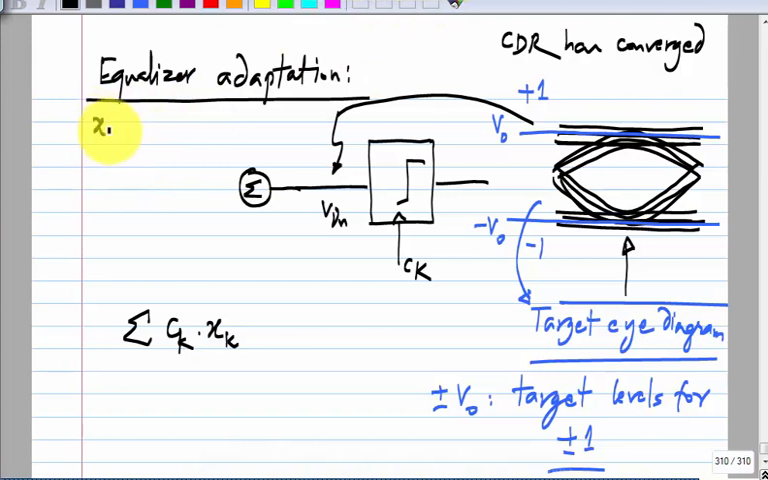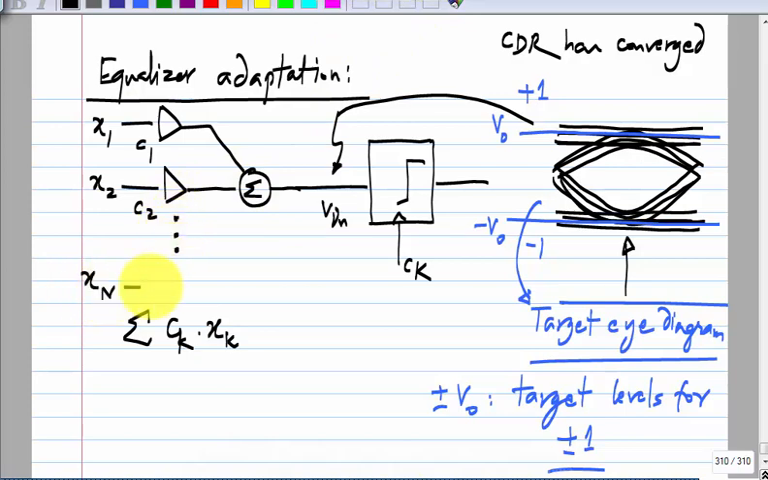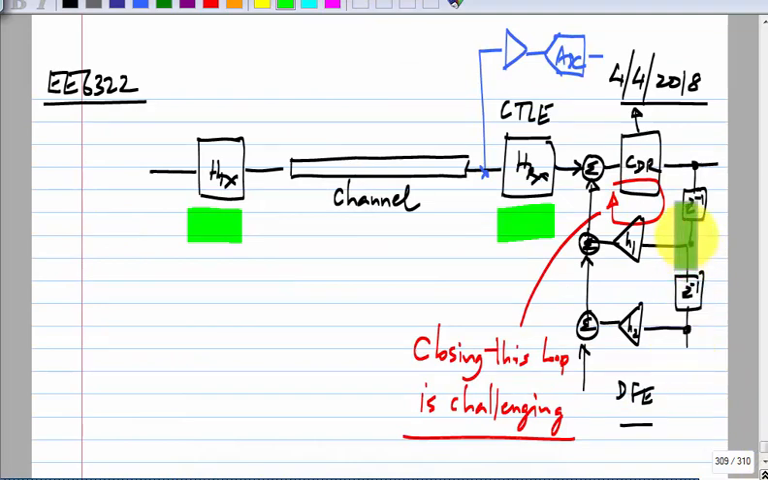So maybe there is a whole bunch of signals x1 multiplied by C1, X2 multiplied by C2, up to Xn multiplied by Cn. Okay? It's very easy to see in the DFE context that these values of Xs are basically delayed decision values, right? Similarly, this continuous time linear equalizer could potentially be realized as two paths, one which is a high frequency path, the other a low frequency path, which is weighted and summed.